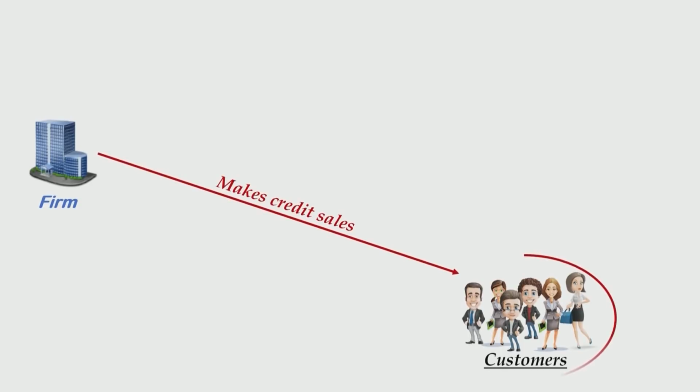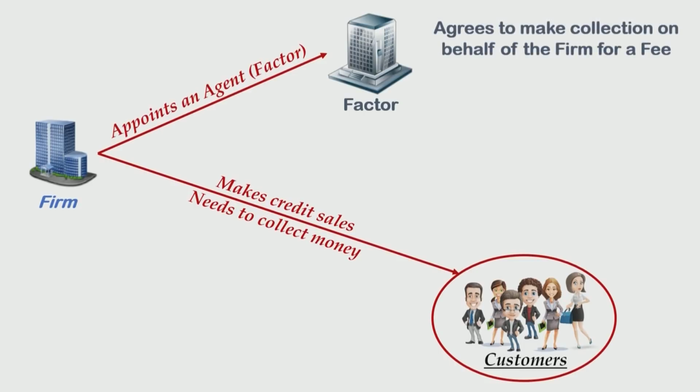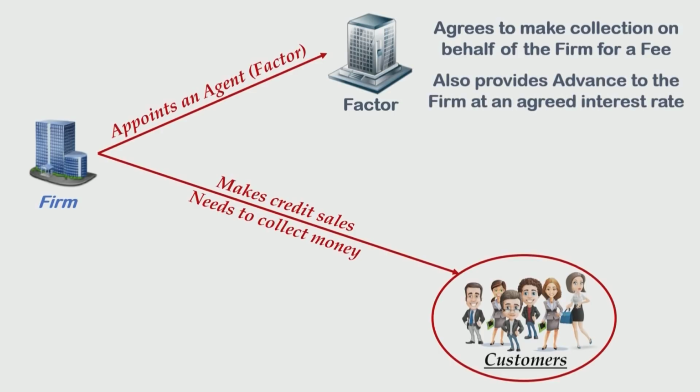So what we find in front of us is a firm and its customers, and the firm makes credit sales to its customers. Now it has an obvious need for making collection from these customers. For this purpose, the firm appoints an agent known as a factor. And what is this factor going to do? This factor agrees to make collection on behalf of the firm for a fee, obviously, and this agent also agrees to provide an advance to the firm at an agreed interest rate.